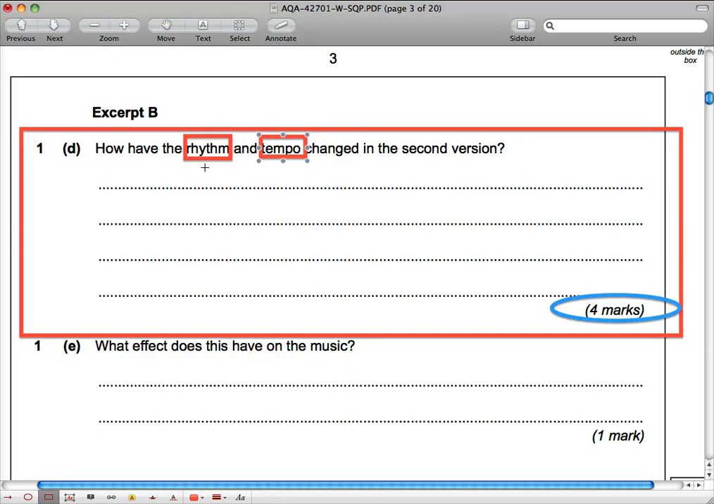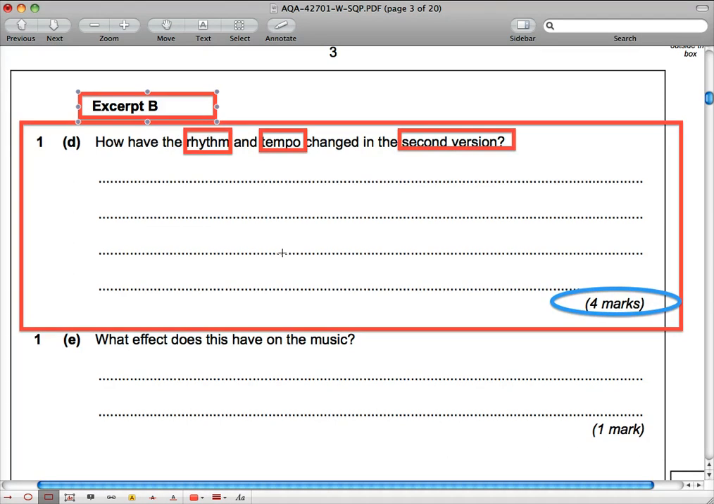Make your 3 points about the fact it's slower for tempo, about the use of syncopation, and in this case, the improvisation. And make sure you're talking about the second version, excerpt B, because that's what this question's about. And you should easily get all 4 marks there.